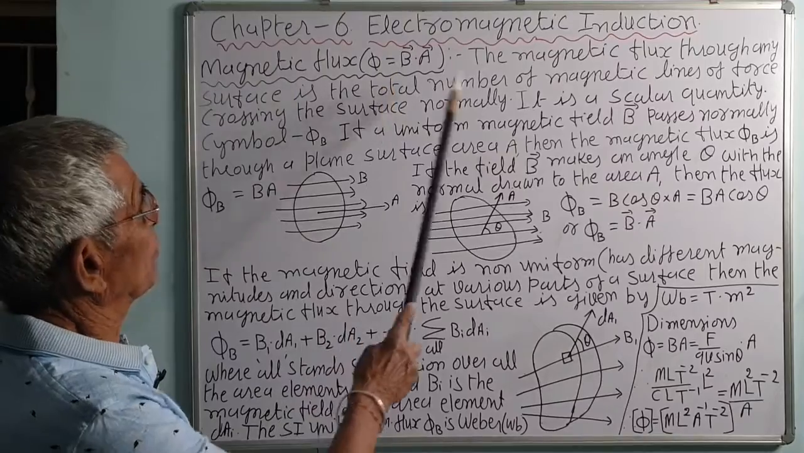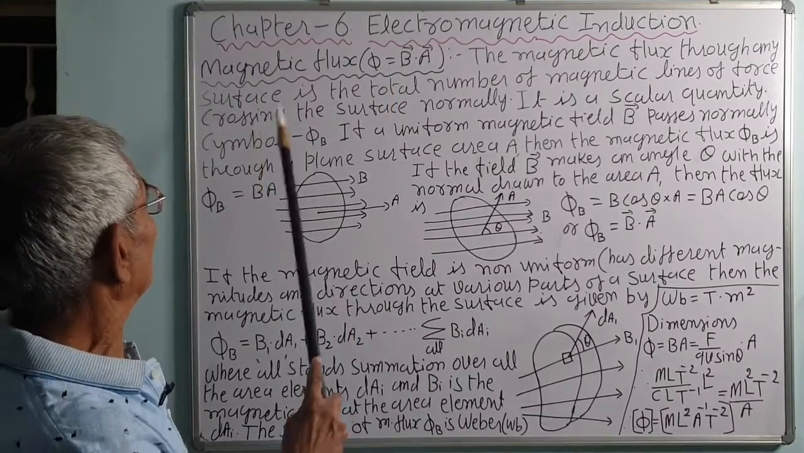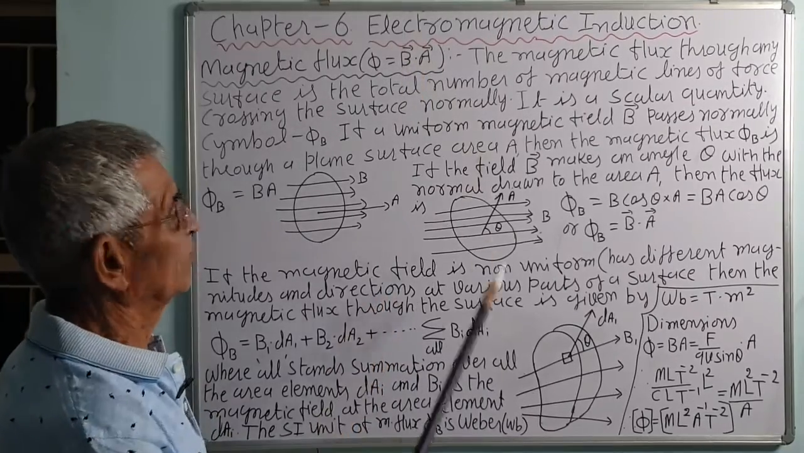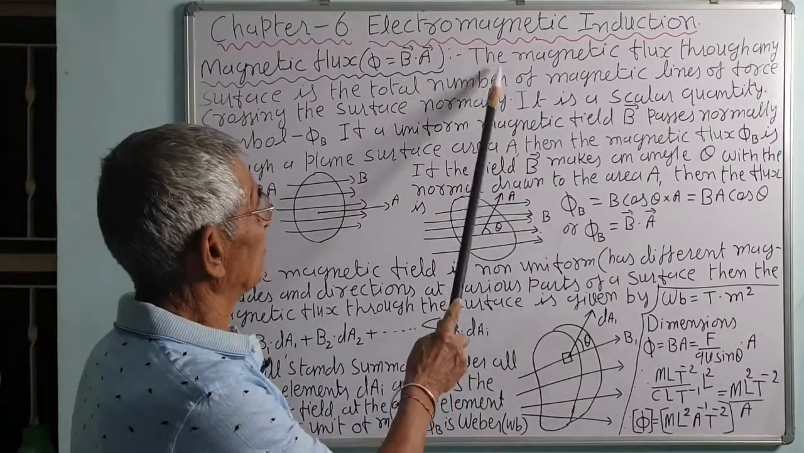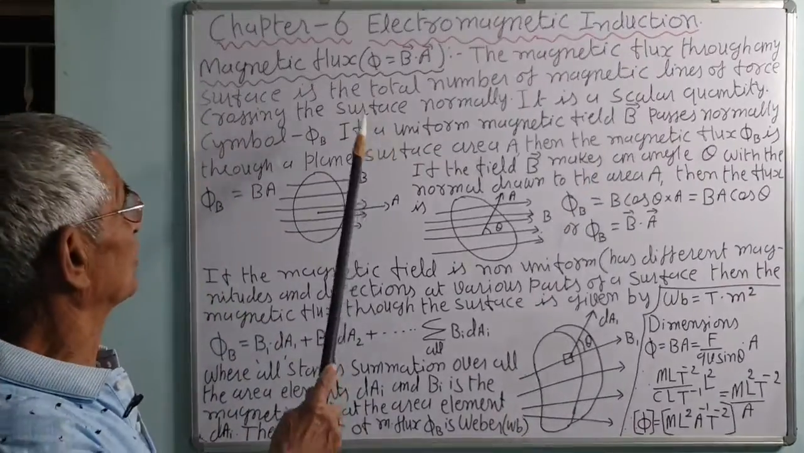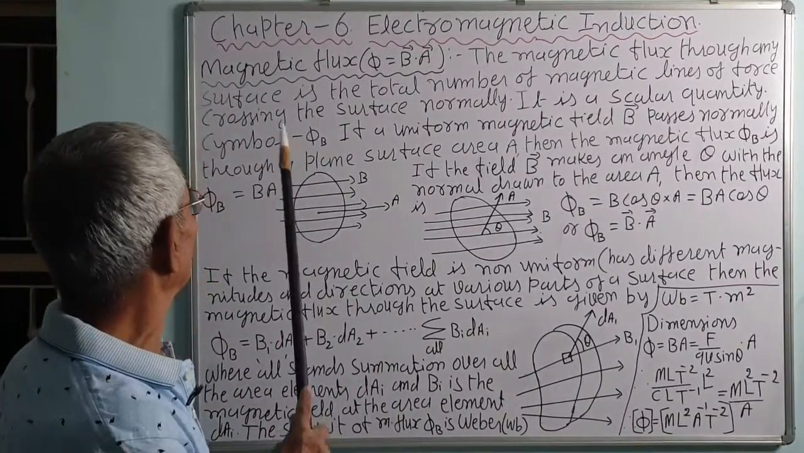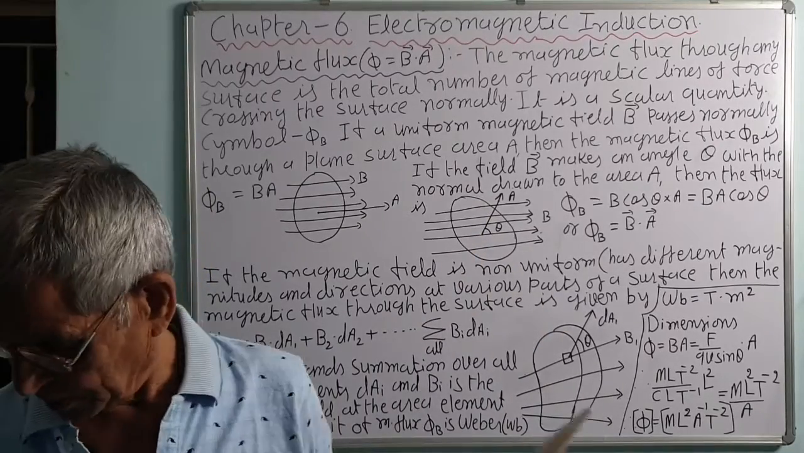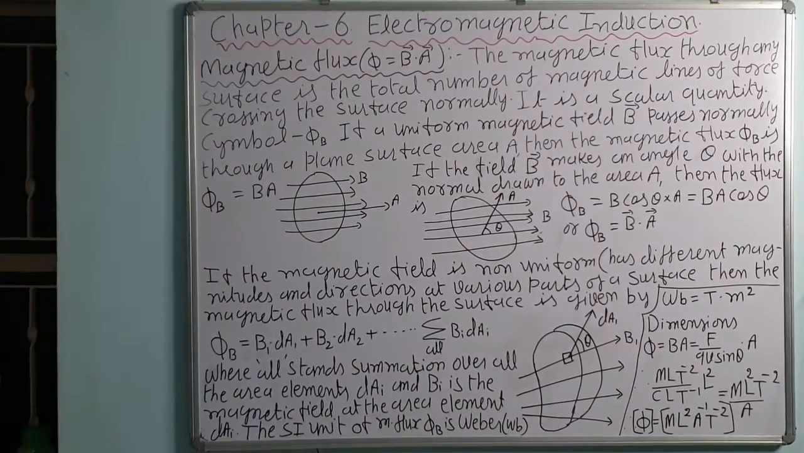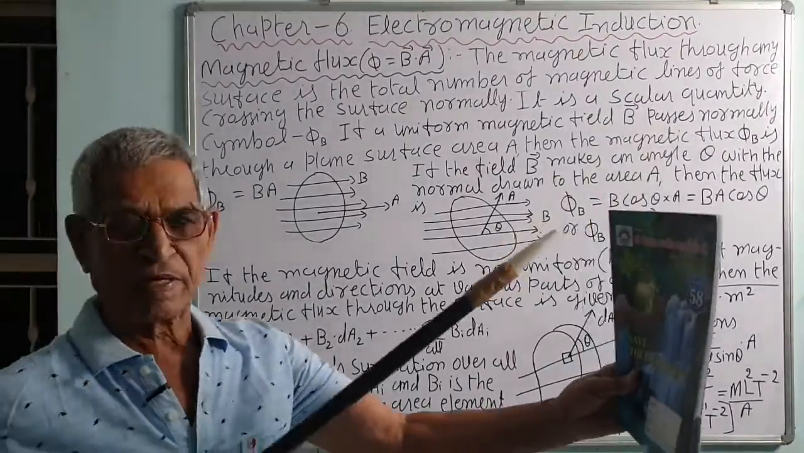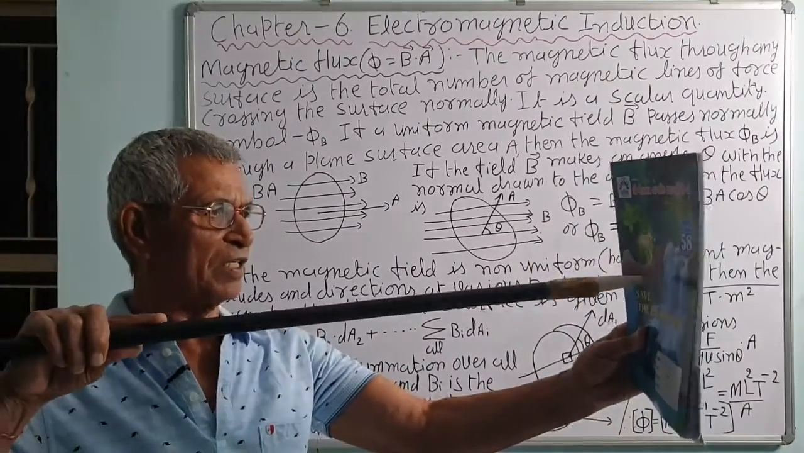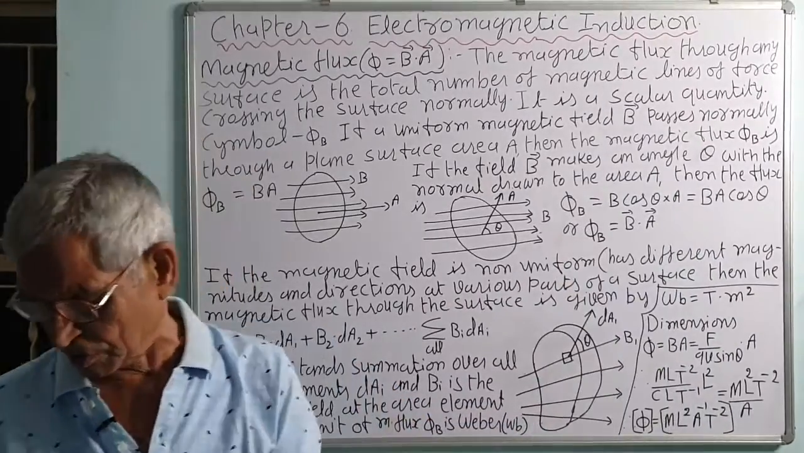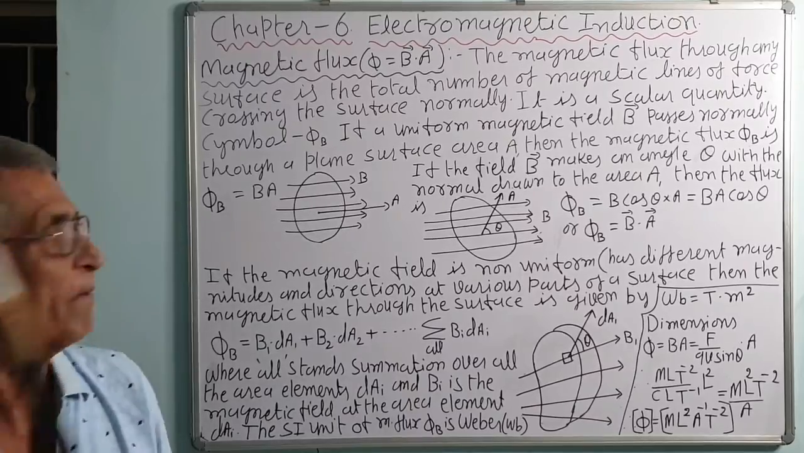Chapter 6, Electromagnetic Induction. The magnetic flux phi is given by the equation B dot A, the definition of flux. The magnetic flux through any surface is the total number of magnetic lines of force passing through the surface normally, that is at right angle. If this is the surface and the magnetic lines of force are like this, they are passing normally. That number of lines of force passing through it normally is called the flux phi.